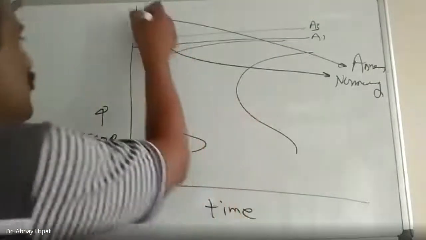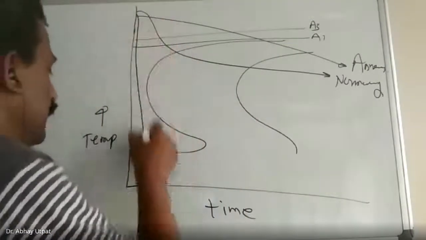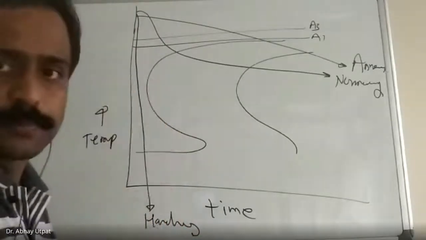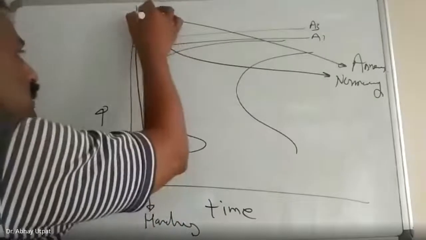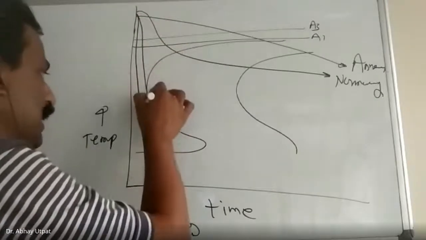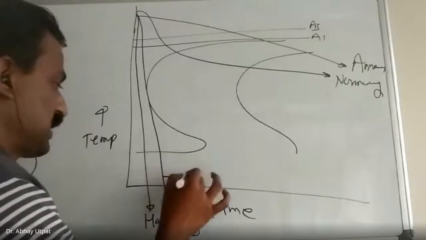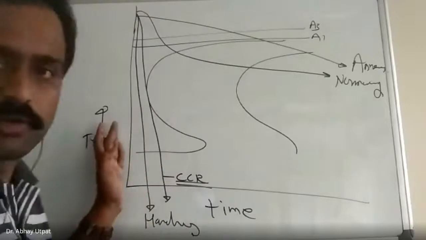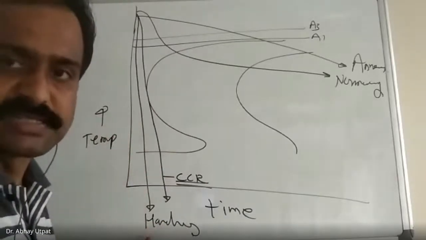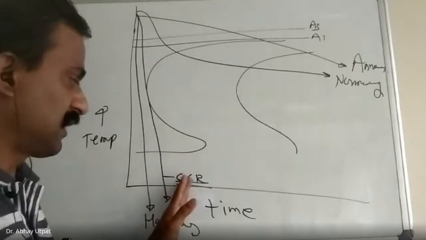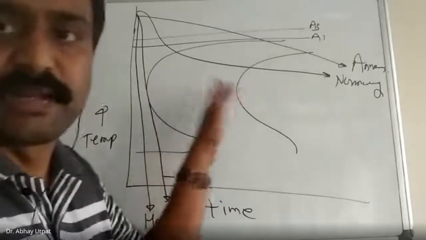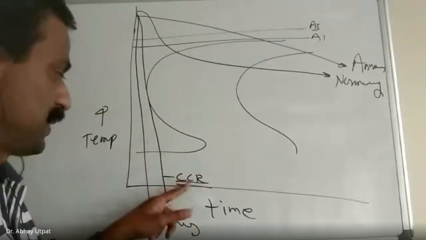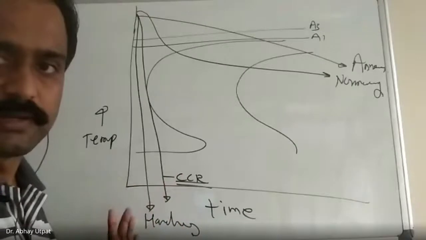Now, hardening will be either in this way, not touching the nose of TTT, or if you touch, that is also hardening, but it is called critical cooling rate. At a rate higher than the critical cooling rate, all will produce martensite. At a lesser rate, it will form perlite and martensite. So if you want to form martensite, the cooling rate must be higher than the critical cooling rate.